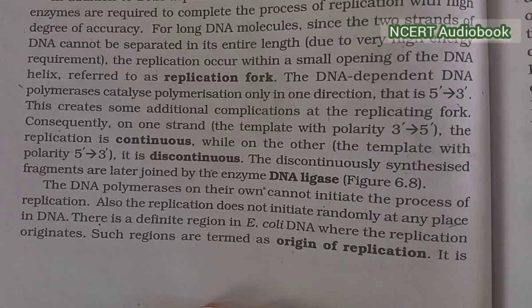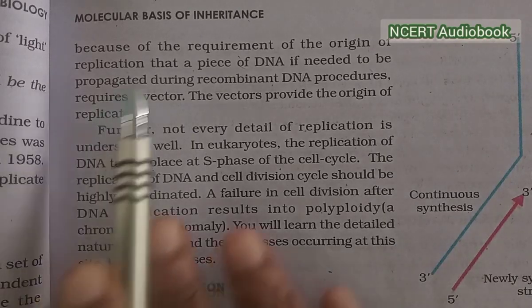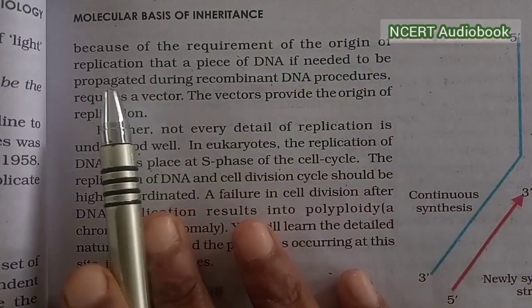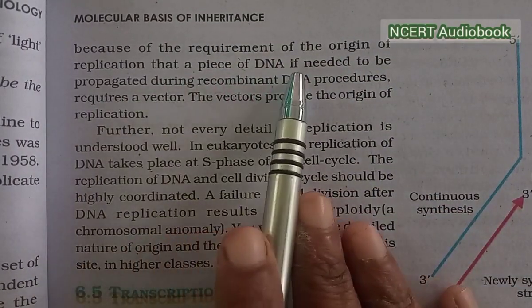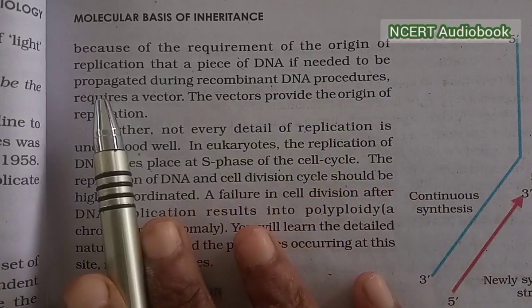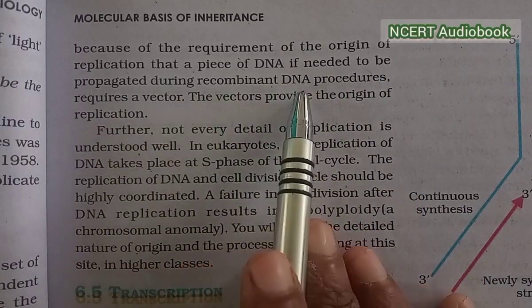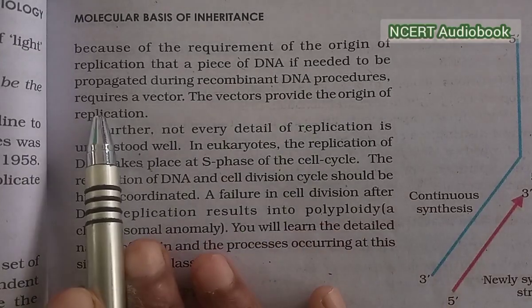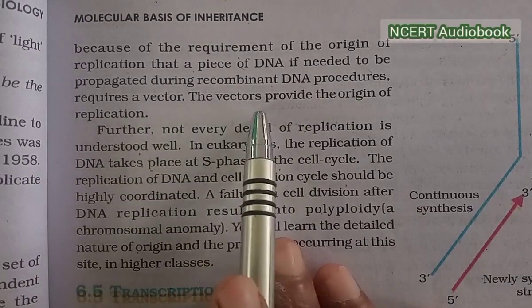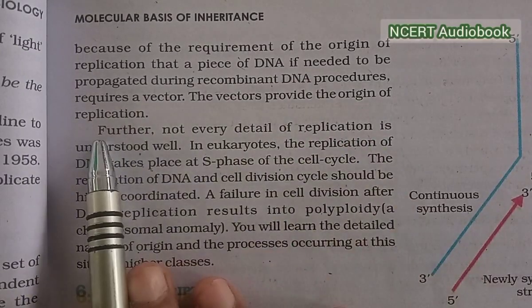It is because of the requirement of the origin of replication that a piece of DNA, if it needs to be propagated during recombinant DNA procedures, requires a vector. The vectors provide the origin of replication.